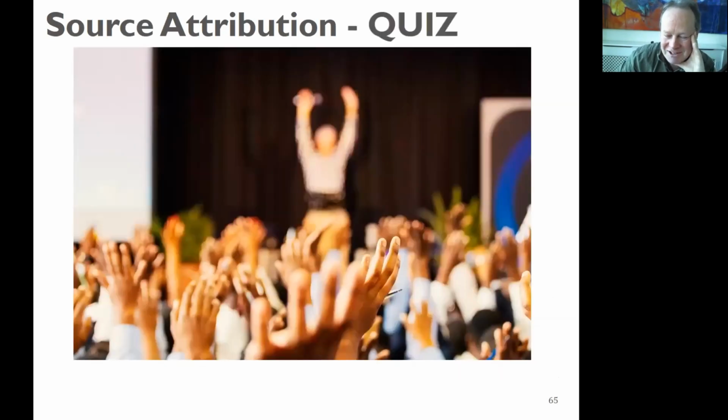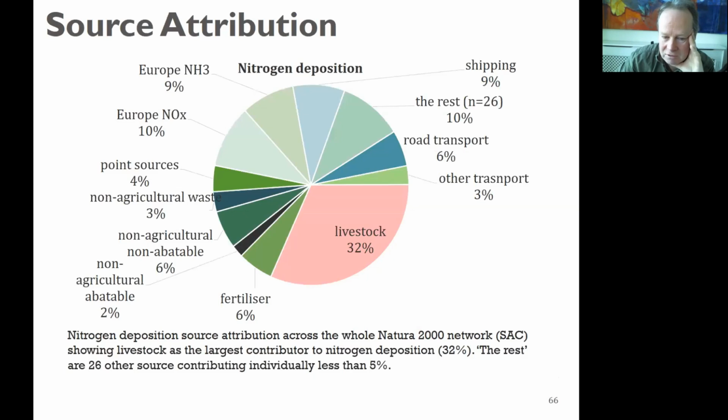Okay, so we're gonna have a quiz, and what we'll do is ask you to put your answers in the chat. So next slide. This is your understanding slide. This is a sort of pie chart you'll see in APIS. This is actually an average across the whole Natura network that I did. It's not using the latest model runs we've done, but it gives you an indication of some of the sources that are making up nitrogen deposition across the Natura network.